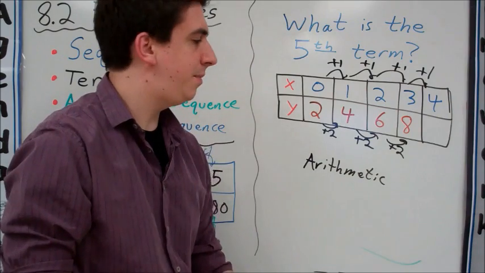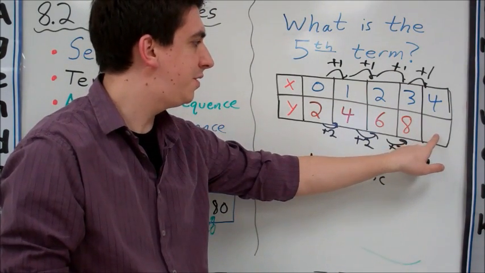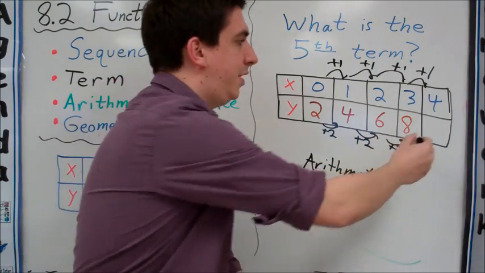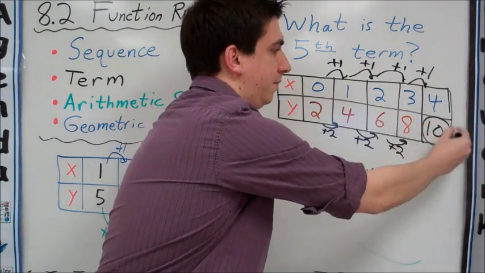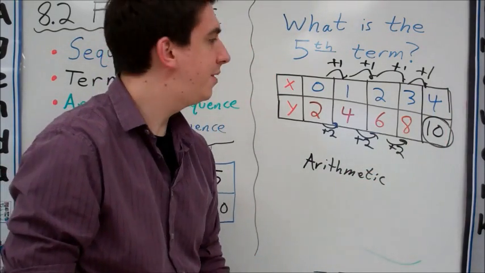We know that this is arithmetic. What would our last term be if this is constant? Plus 2, plus 2, plus 2. 8 plus 2 would be 10. We're asked to find the fifth term. I want us to think about this.